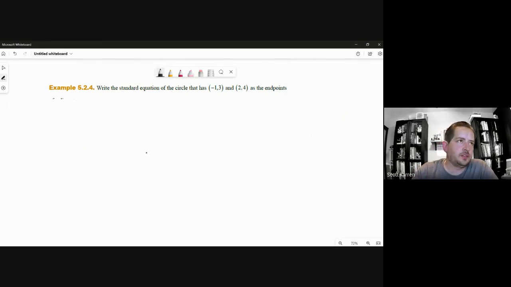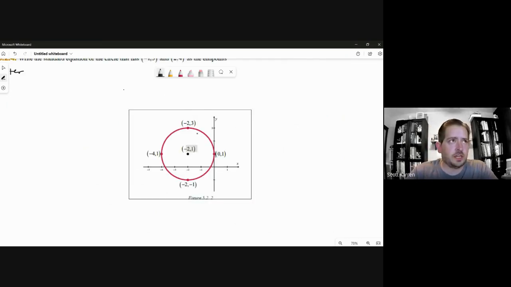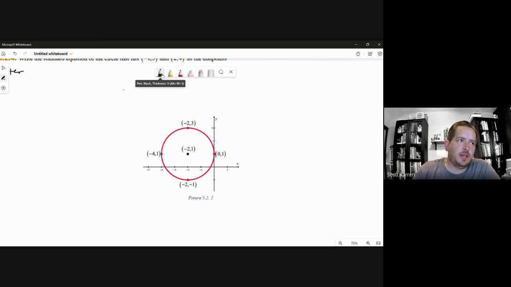All right, write the standard equation of the circle that has (-1, 3) and (2, 4) as the endpoints of a diameter. So what that means is, let me grab this picture again. It's not this circle, we're just looking at a circle for a moment, but a diameter is just some line that goes from one point through a straight line that goes through the center and then off to the other side, right?